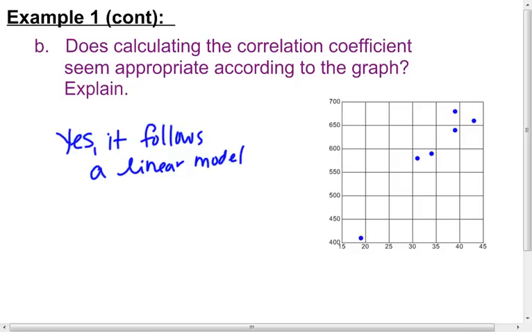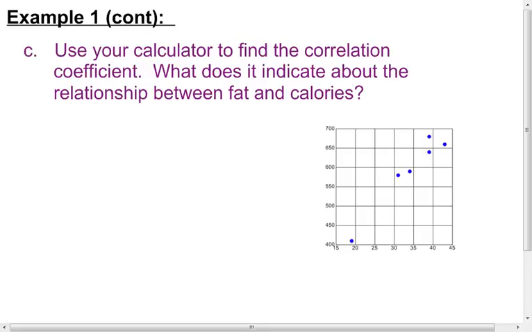I want you to notice here too that it does follow a linear model and it definitely has positive slope. So we would expect our correlation coefficient to be a positive number. And the relationship looks to be pretty strong. So it should be pretty close to 1, pretty close to positive 1. Okay? Then use your calculator to find your correlation coefficient.